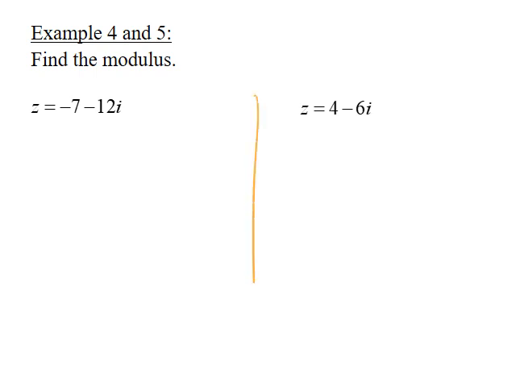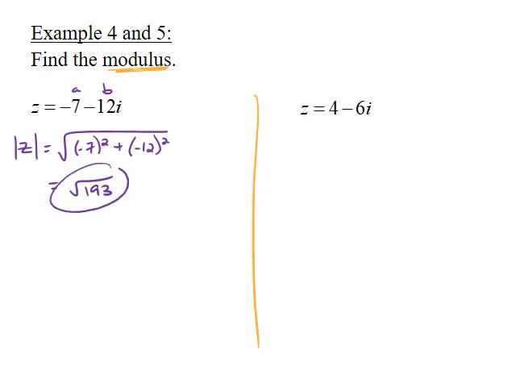So here are some examples. If you want to find the modulus, it's represented in this way. This is a, this is b. So to find it, we will take the square root of (-7) squared plus (-12) squared. When we take the square of each of those, we will get 193. So the modulus is root 193 here.